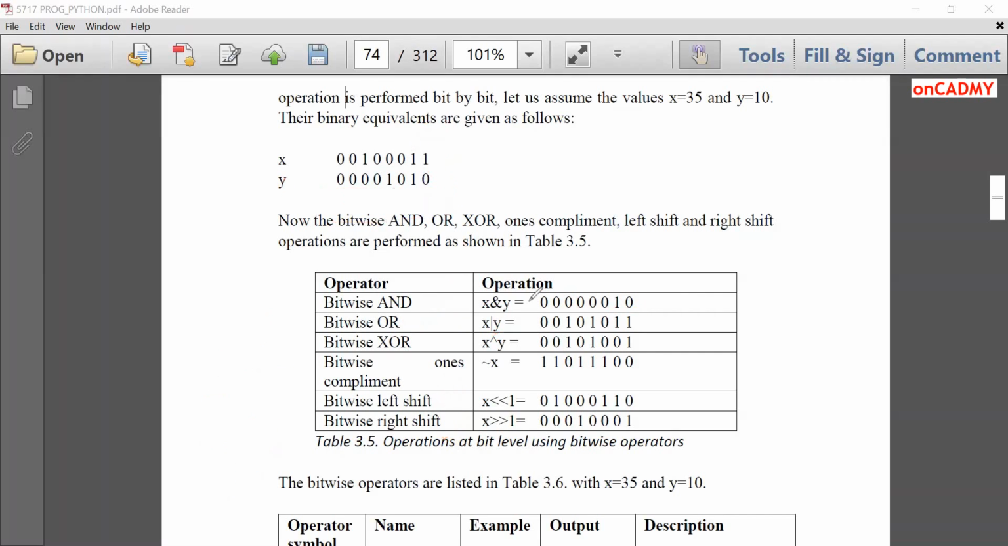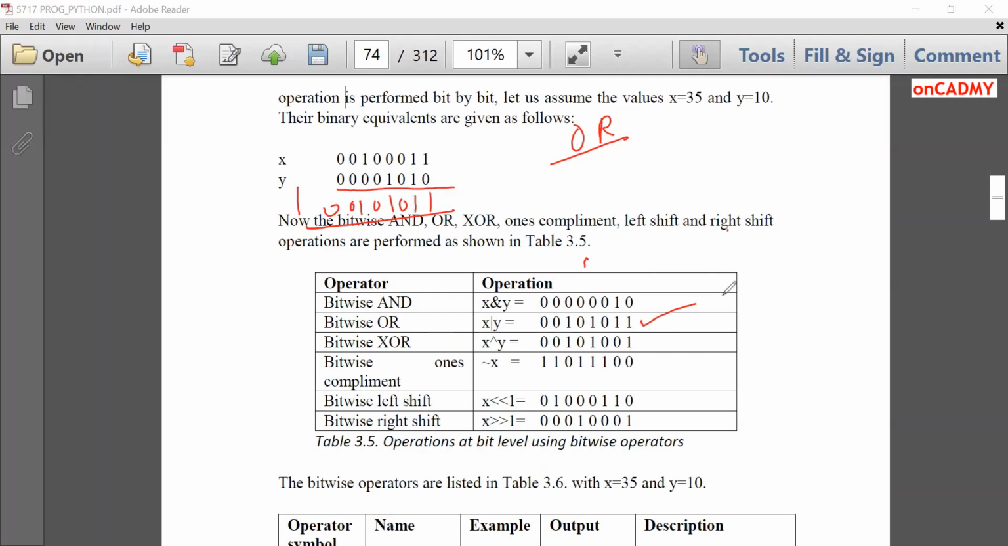Now we'll perform bitwise OR. It is same as logical OR operator, and the symbol is this pipeline symbol. In OR operator, if any of the inputs is true, then the result will be true. So 1, 0, 1, 1, 1, 1, 0, 1, 0, 1, 0, 0. So here you can see that this is the output of bitwise OR.